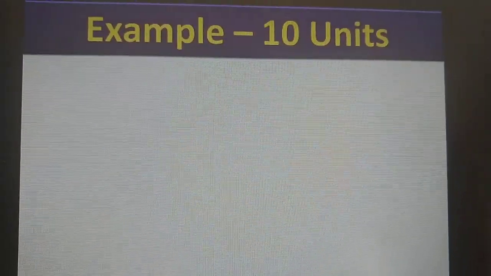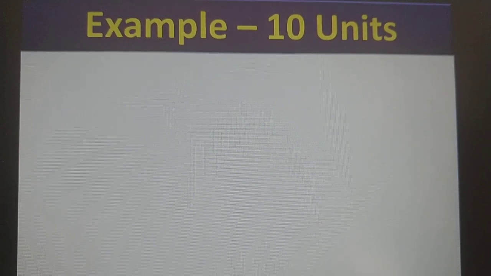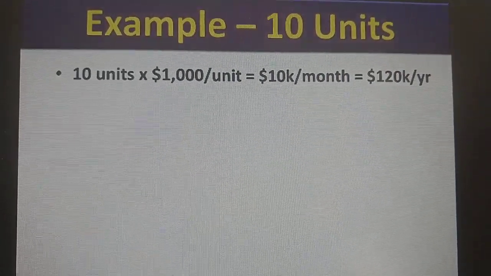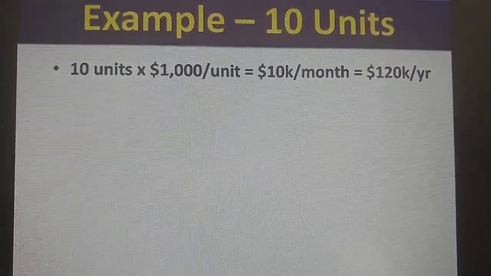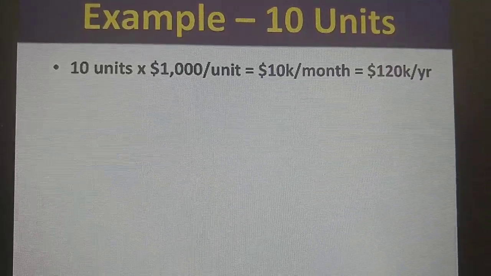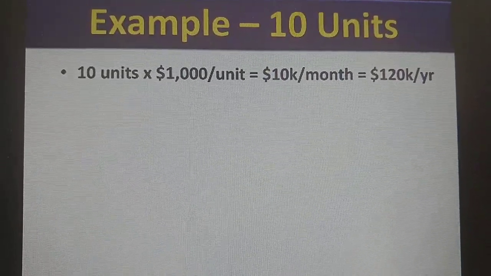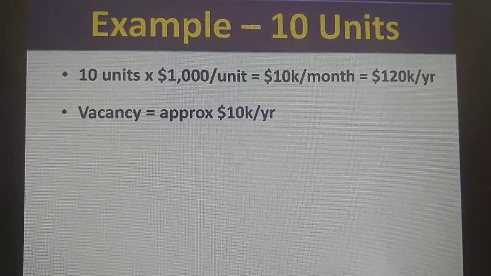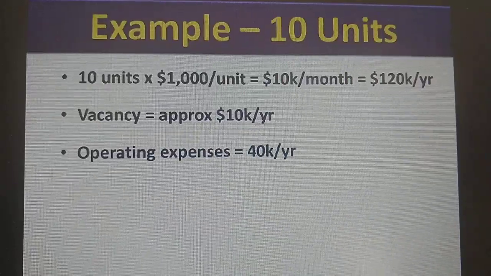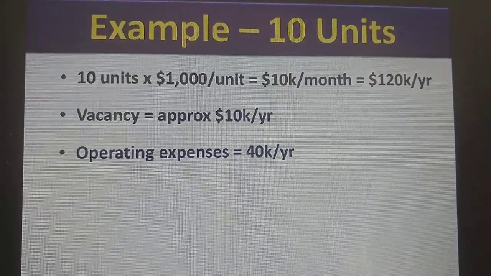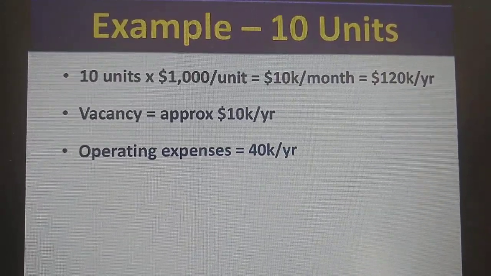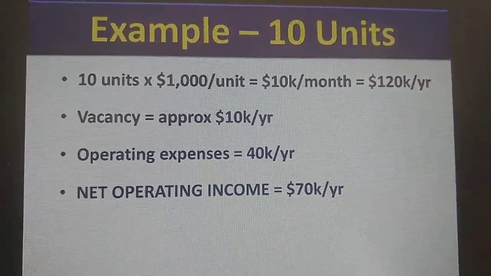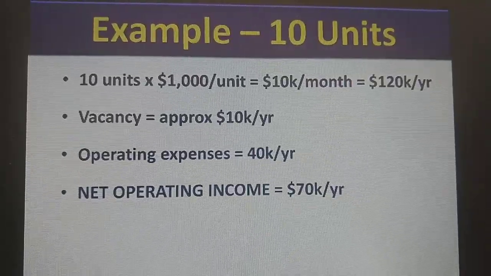So let me give you an example so we can put these formulas all together. You have a 10-unit apartment building with $1,000 market rent per unit. That's $10,000 a month or $120,000 a year. Vacancy of approximately $10,000 per year. So your gross effective income is $110,000. You have operating expenses of $40,000 per year. Therefore, you have a net operating income of $70,000 per year.